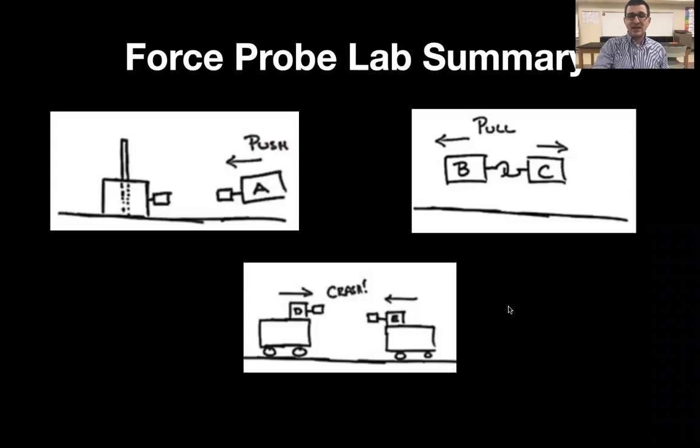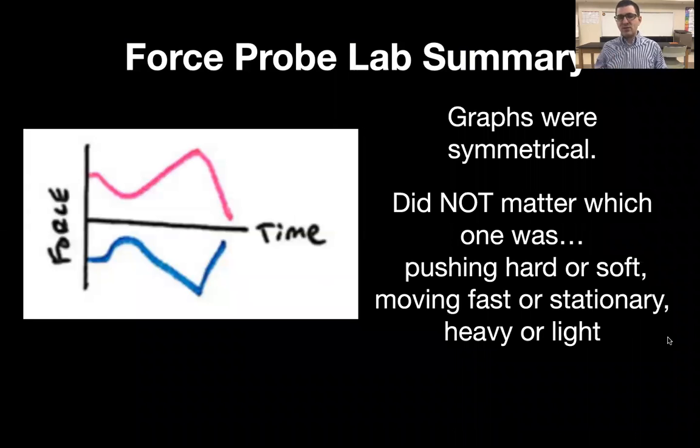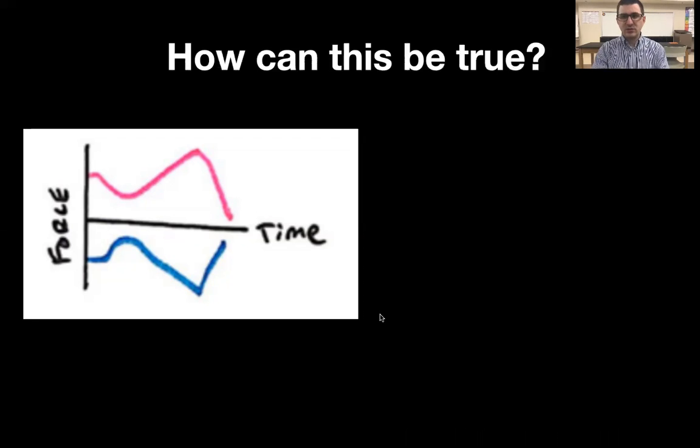And the biggest finding from the lab is that no matter how we did it, no matter which one was stationary, which one was moving, which one was heavy, which one was light, which one was fast, which one was slow, which one was pulling hard, which one was pulling soft, the force probes always had symmetrical, identical readings. We pulled one, the other force probe gave us a reading. We pulled the other, vice versa. So the graphs were always symmetrical, which means that they had the same magnitude of force, but in opposite directions.